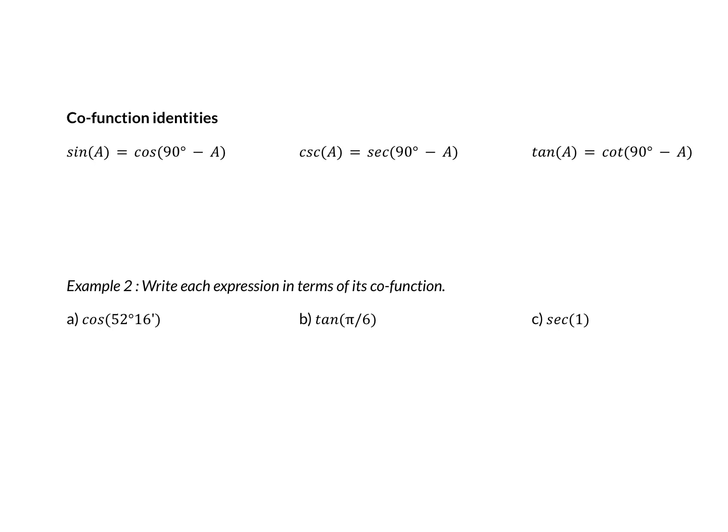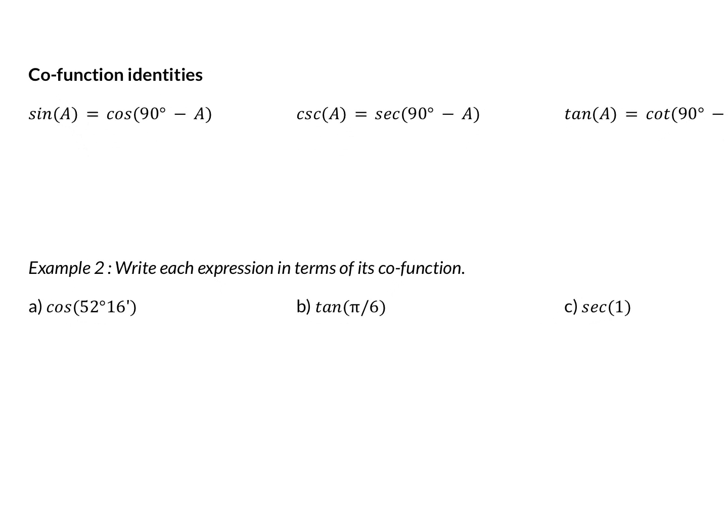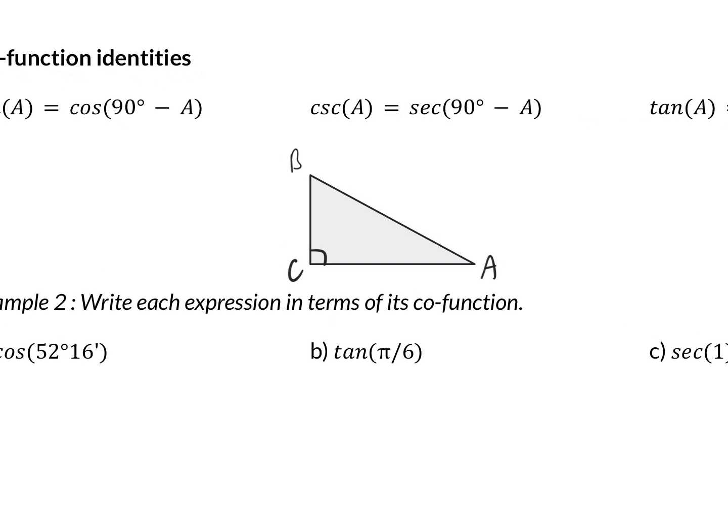Okay, so these co-function identities make sense if I draw a picture. So I'm going to draw a picture here underneath of a triangle. And I've got a 90-degree angle, and I'm going to label this A, B, and C. Now if A was 20 degrees, what would B have to be? 70 degrees. So our triangle adds up to 180 degrees, right?